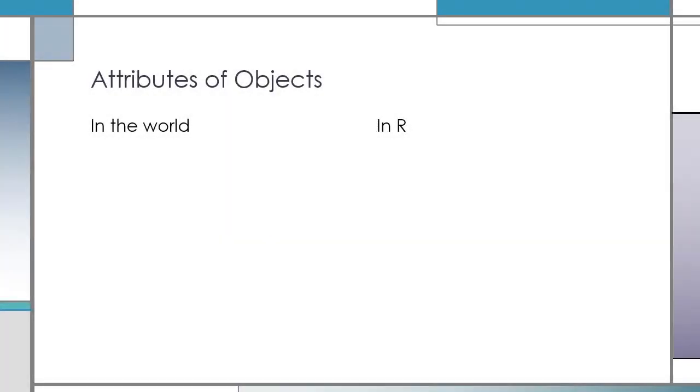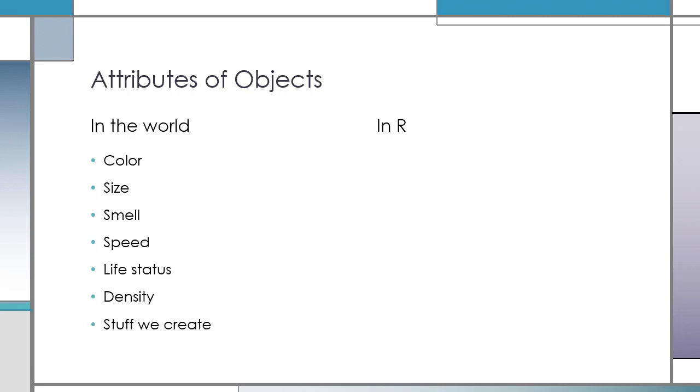Objects have attributes or characteristics. You know that about objects in the real world. In the world, an object might have a color, a size, perhaps a smell. Certain objects will have speed to them. Some objects will be living, some will not. They might have density. Objects could even have attributes that we create, that we make up if we're inventing an object.